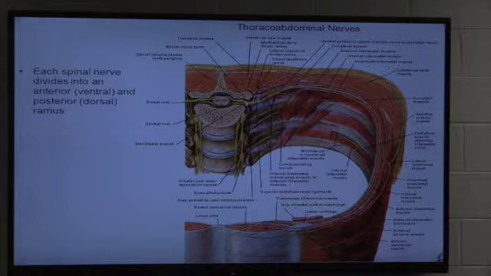One thing I didn't go over is the roots that are forming this spinal nerve. The ventral root is attached to this ventral horn, where the nerve cell body is located, in the gray matter of the spinal cord. So this is the motor root. This is the dorsal horn. This is the sensory root.